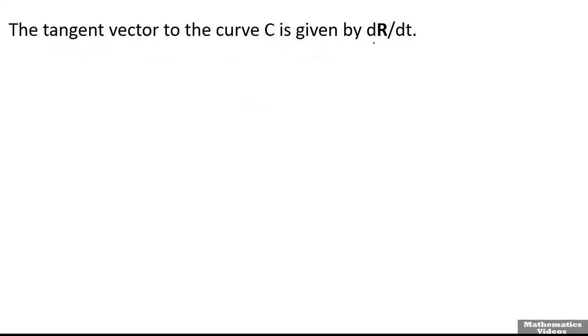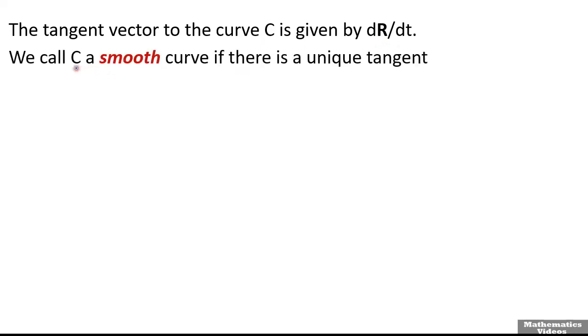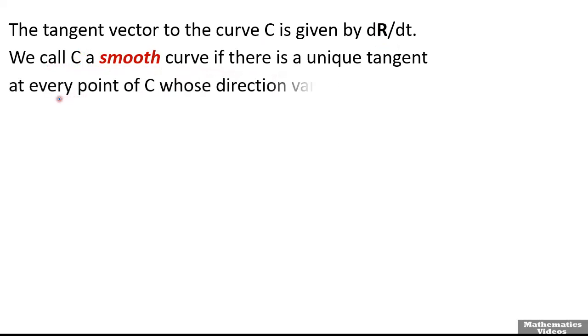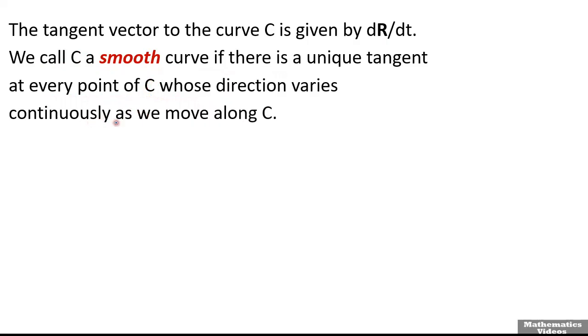Okay, and this is what you may also have learned in basic calculus or in the basic differential geometry of curves. Now we will define the smooth curve. We call a curve C a smooth curve if there is a unique tangent at every point of C whose direction varies continuously as we move along the curve C.